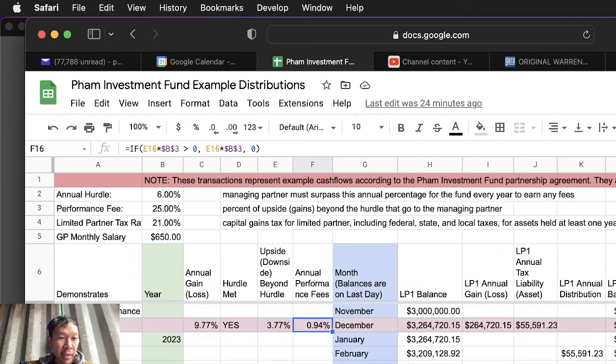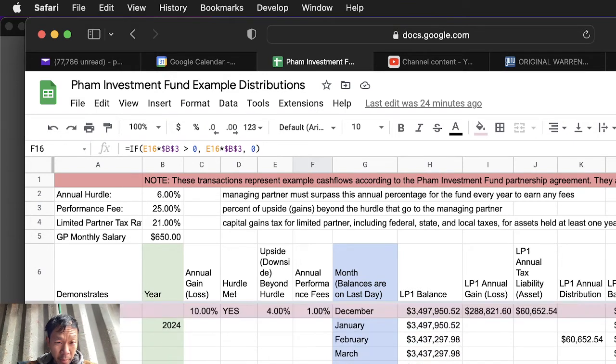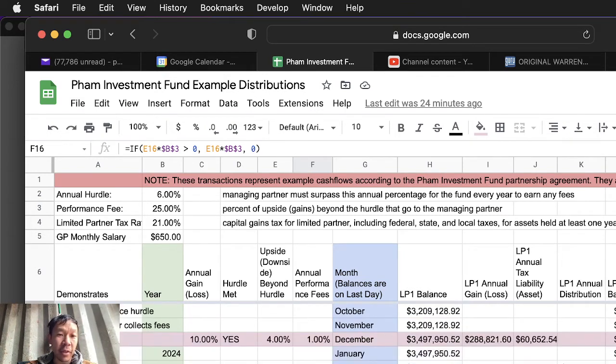So next year, 2023, what is this meant to demonstrate? It's meant to demonstrate meeting the performance hurdle. I think I made a mistake. This is meeting the performance hurdle for a full year. Let's say we gain 10% this year. The upside is 4% beyond the hurdle, and then 1%. Now I made the math nicer here. 1% is 25% of the 4% upside, goes to the general partner. The 3% of the gain goes to the limited partner.